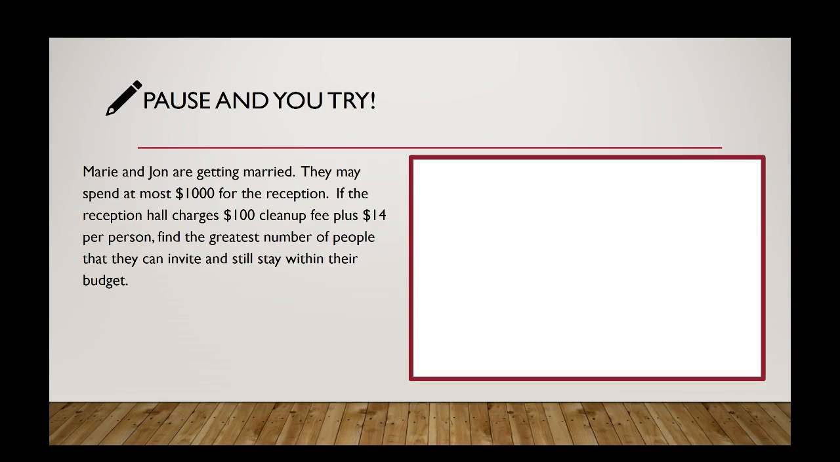Okay, so for this one, we had an at most 1,000. So again, that's less than or equal to 1,000. And then it says the reception hall charges $100 cleanup fee plus 14 per person. So that would be $100 no matter what. And then 14 times P for the number of people. All right, so we subtract 100. Get 14P is less than or equal to 900. Go ahead and divide by that 14.